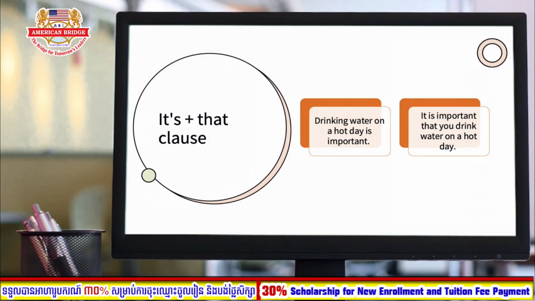For it and that clause, it will be a lot easier for you to write the answer. If you are able to change from this sentence to this type of sentence that fits the structure, it is very easy because the structure is just it is plus adjective plus that clause.